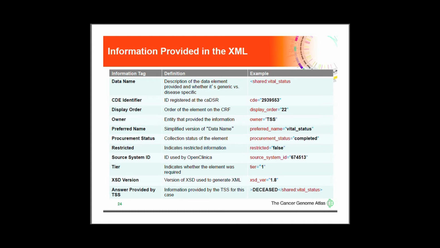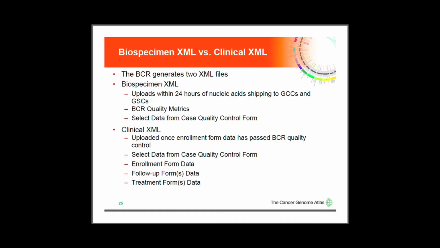We also have a preferred name. We might have a long string in our database for what the data element is, but if you want something human readable, we capture all this information in the XML. We have 2 different XML files. One is the Biospecimen XML, which refers mostly to information about the biospecimen. And then the clinical XML is much more detailed.